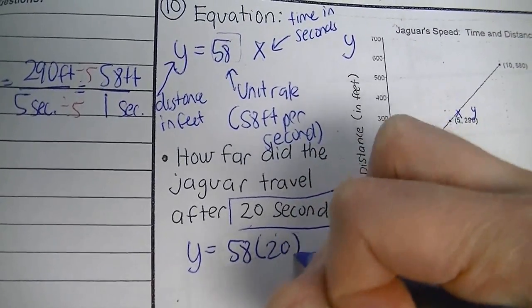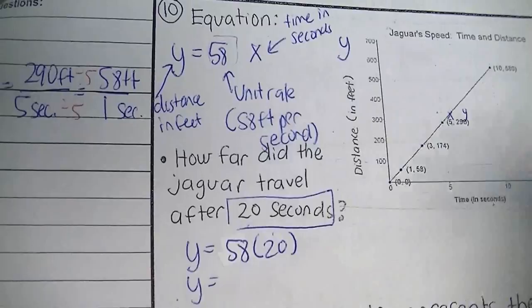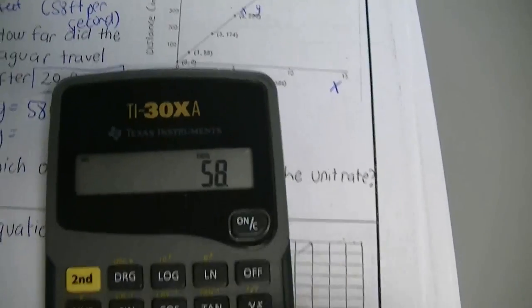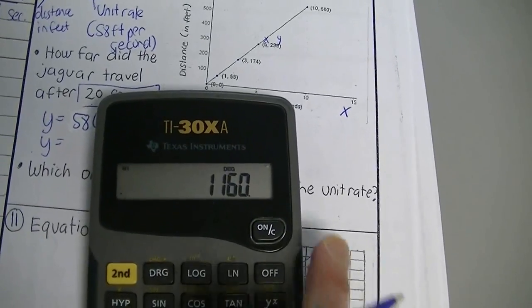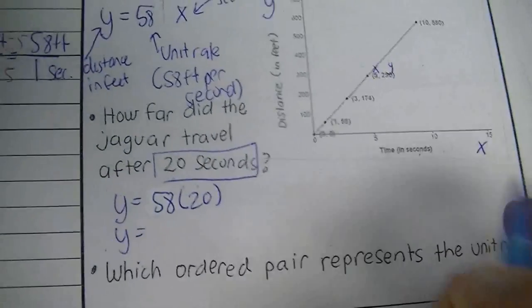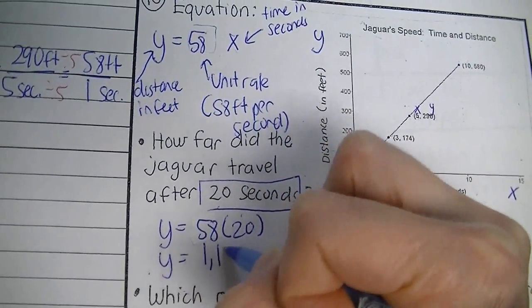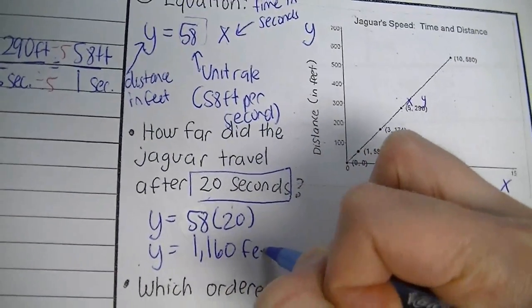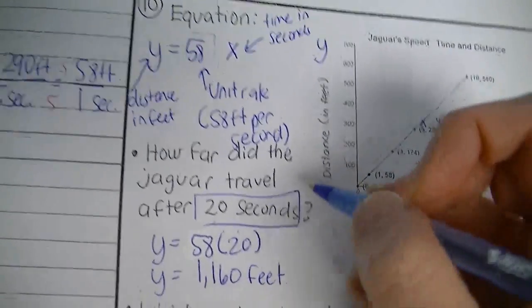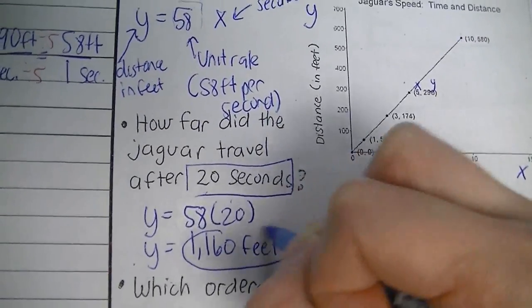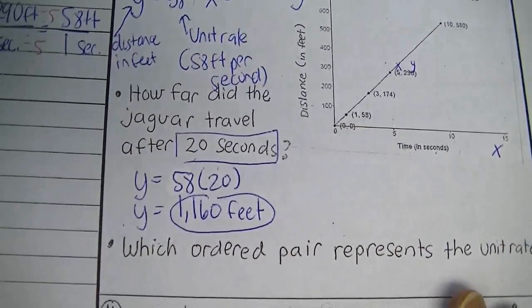Times 20 seconds. So 58 times 20. That far. 1,160 feet. I would hate for that to chase me. That's how far the Jaguar went in 20 seconds.